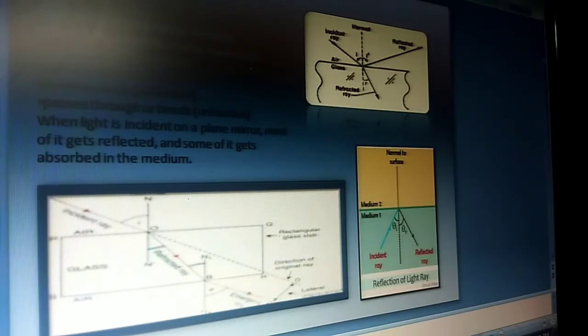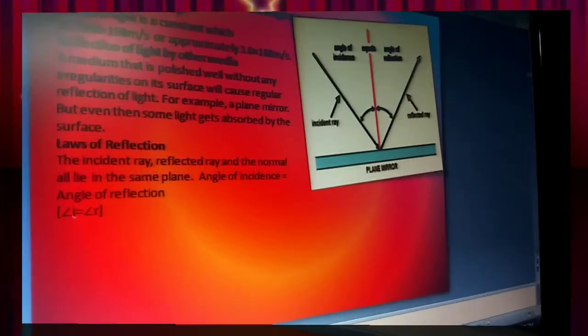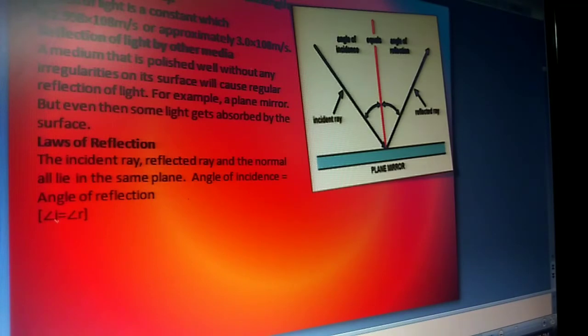Then next, what are the characteristics of a light ray? Because light is energy, it travels. So the speed of light is designated by small c, and it is the product of wavelength and frequency, where wavelength is lambda and frequency is nu. The speed of light is constant for a medium, and it is approximately 3 into 10 to the power of 8 meters per second.